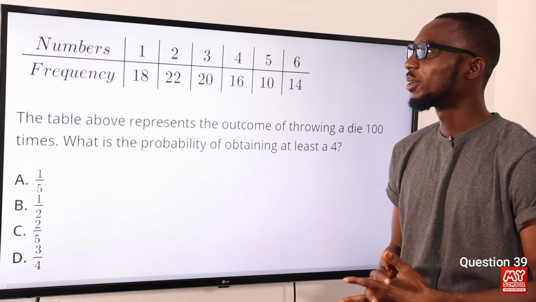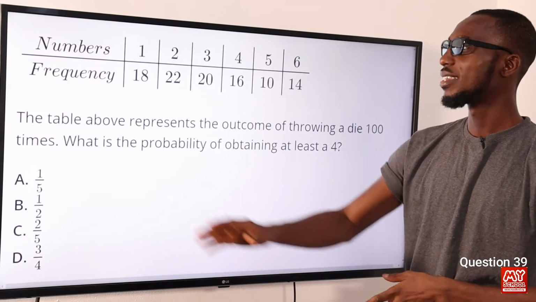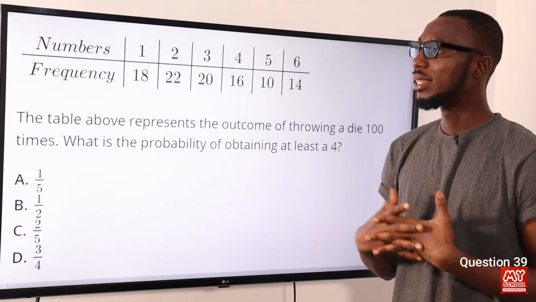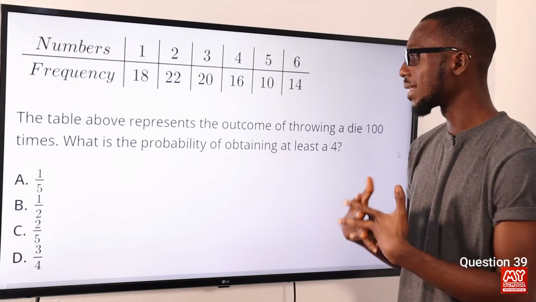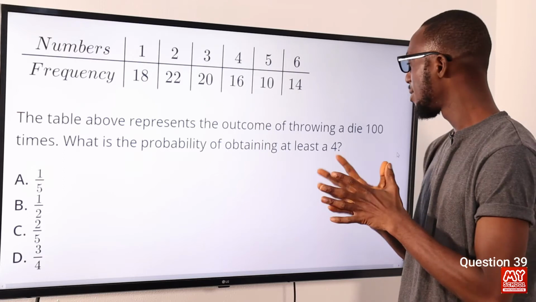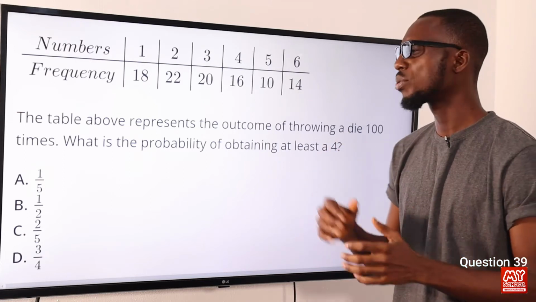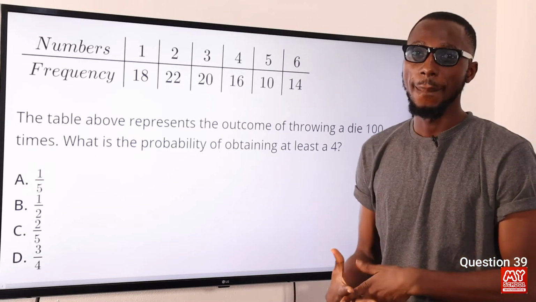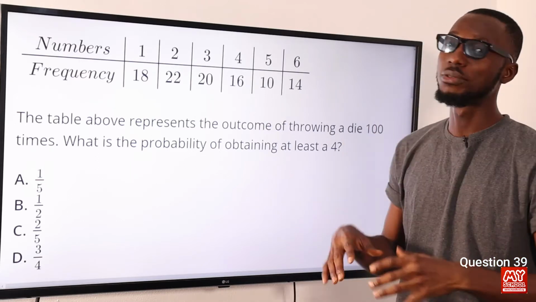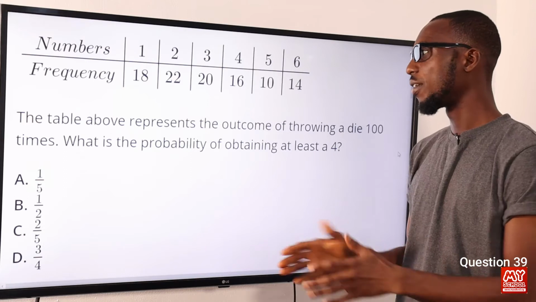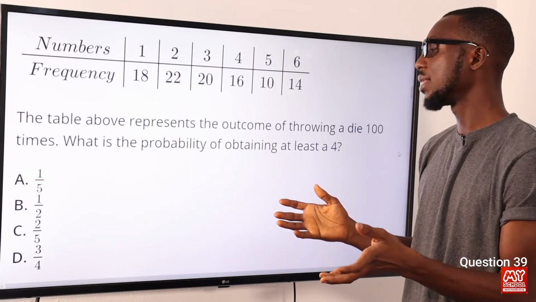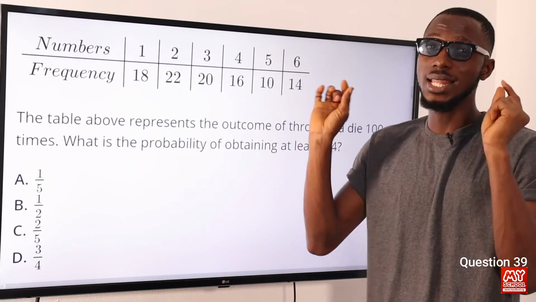39. So we have numbers against frequency. We have these numbers, then we have this frequency. We're told the table above represents the outcome of throwing a die 100 times. So what is the probability of obtaining at least a 4? A die has been thrown 100 times, so all of it is over 100. We're asked to find the probability of obtaining at least a 4, that is starting from a 4.